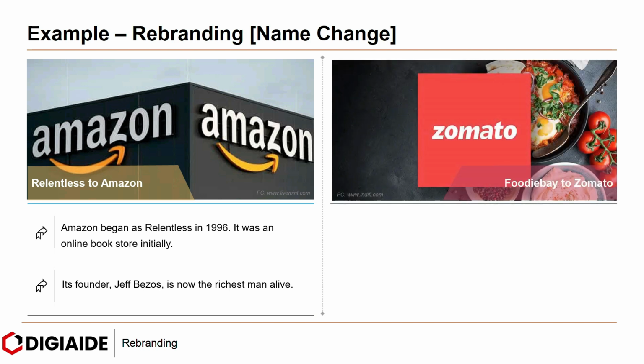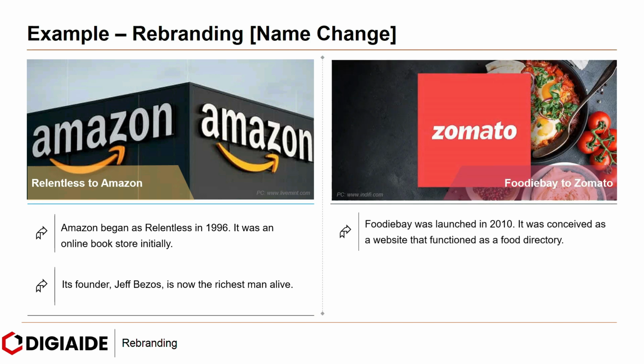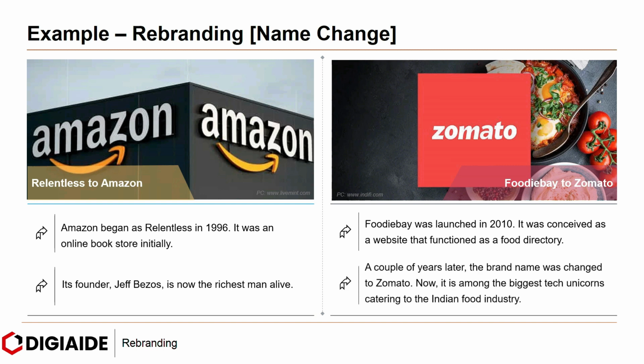Next, Foodie Bay to Zomato. Foodie Bay was launched in 2010. It was conceived as a website that functioned as a food directory. A couple of years later, the brand name was changed to Zomato. Now it's among the biggest tech unicorns catering to the Indian food industry.